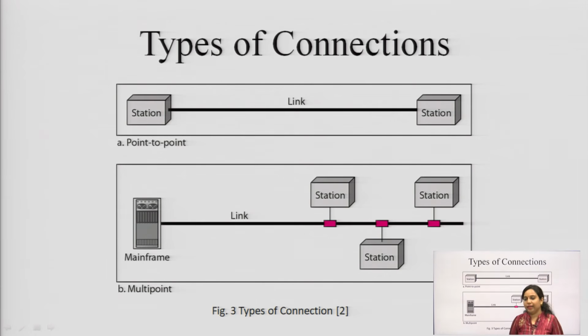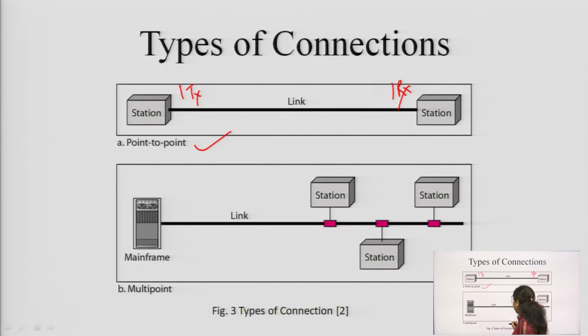Now, what are the connections that can be set up in a network? There are 2 types of connection. In case of wired communication, there is point to point communication, a link set up between the transmitter and receiver. This is known as point to point. Only one transmitter and only one receiver will be there between the transmitter and receiver.